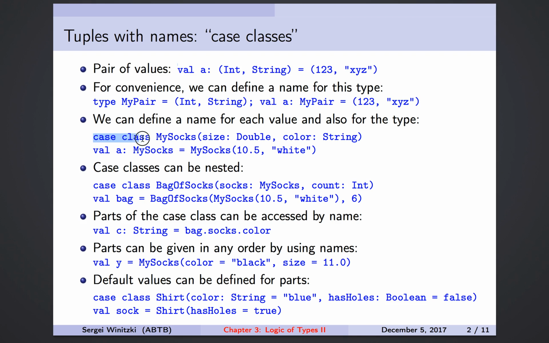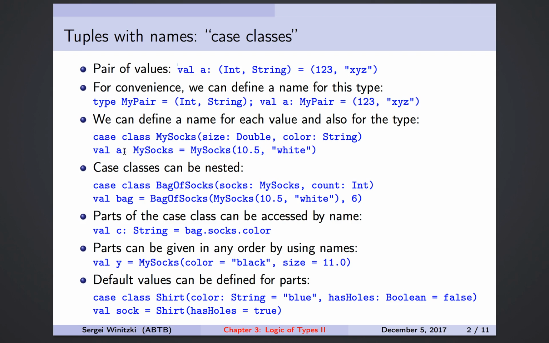So once we wrote this line here, this defines a name for the entire tuple type. It defines a new type called mySocks, and it also defines names for the two parts of the tuple. And once I have defined this, I can use this definition later in the code by writing things like this. I introduced here a value of type mySocks, and the value is equal to this. So I can write it like this.